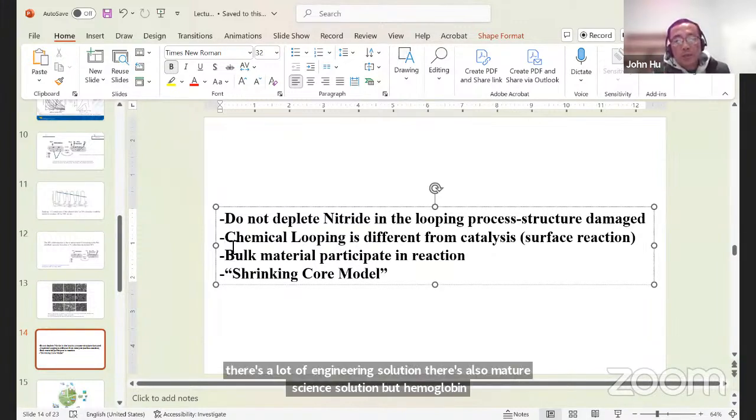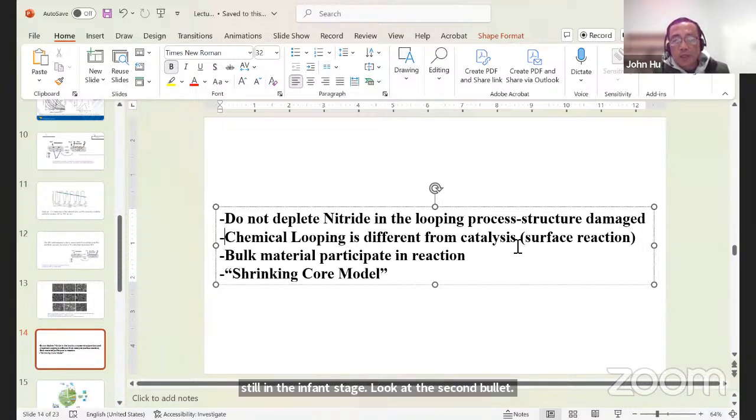Look at the second bullet. Chemical looping is different from catalysis. Catalysis is a surface reaction, but chemical looping is a bulk reaction.